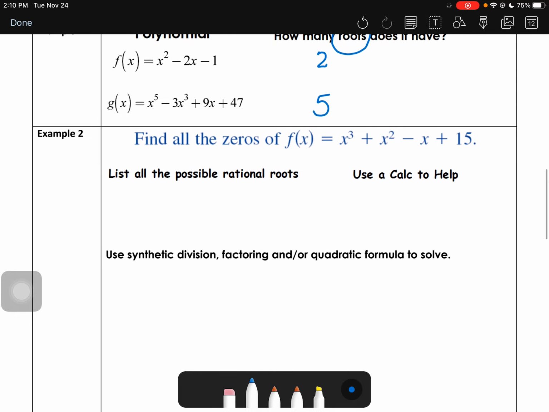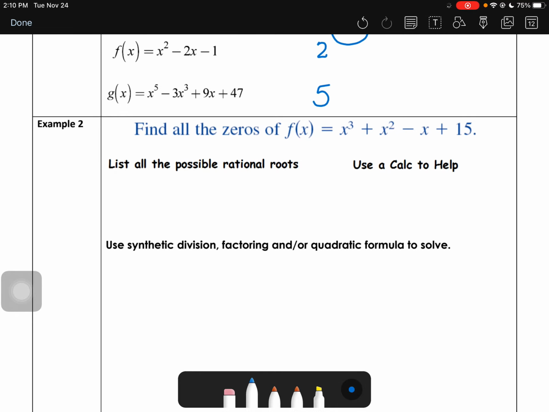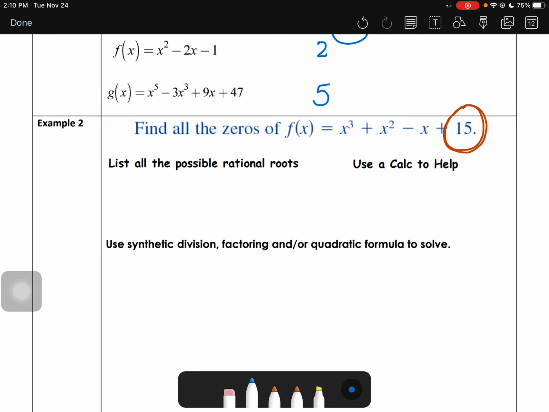All right, next problem. Find all the zeros, and then we're going to use synthetic division, factoring, or quadratic formula if we need to find all the solutions of our polynomial function. So first it asks us to list all the possible rational roots. So remember, the first thing we do is we take a look at our constant term and we find all of the possible factors of 15.